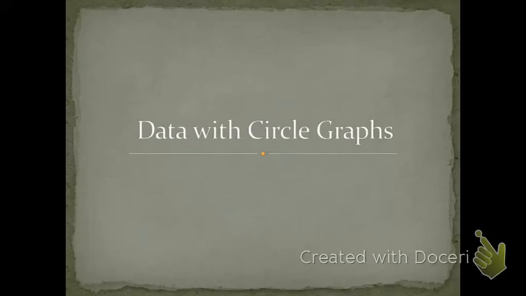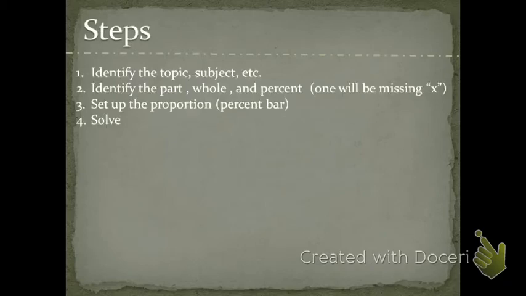Data with circle graphs. Okay, your steps are pretty much the same as when we did the circle graphs before. You can identify the topic or subject. Your second step, identify the part, the whole, and the percent. Remember, one will be missing, and that will be your x. Step 3, set up your proportion, so your percent bar, and then you will solve.